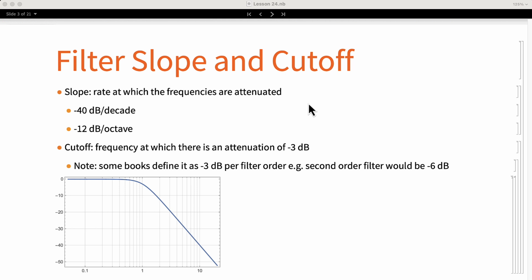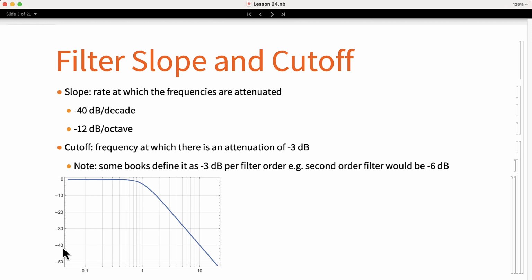For example, in the bottom plot, we can see that comparing the attenuation at 1 radian per second against the 10 radians, there is a difference of about minus 40 dBs. This filter has a slope of minus 40 dB per decade. A decade is jumping from a reference frequency to a frequency that is 10 times larger. We measure at 1 radian per second, then we measure at 10.